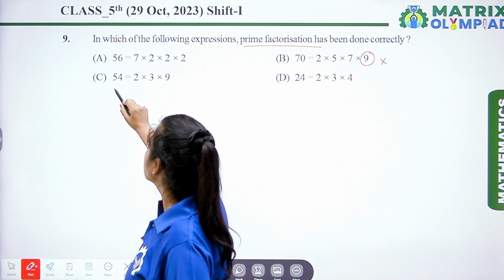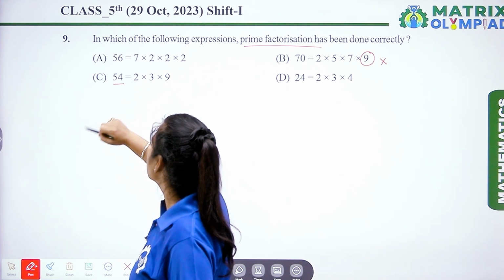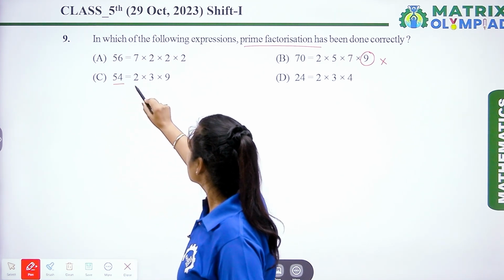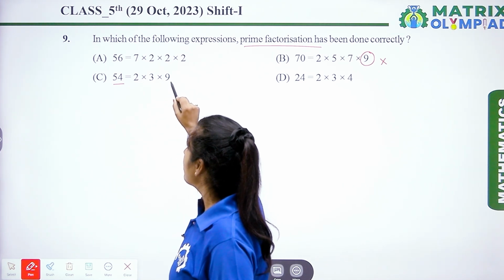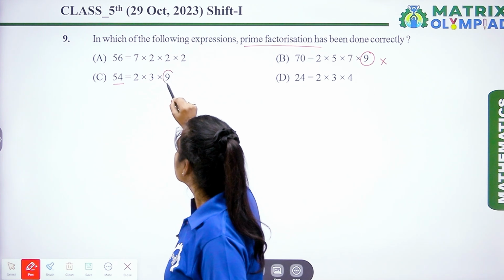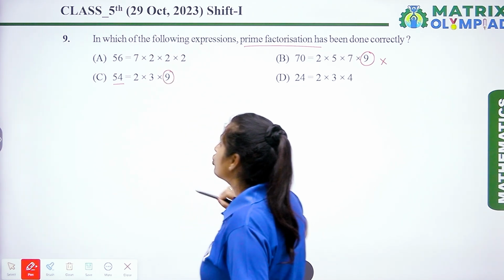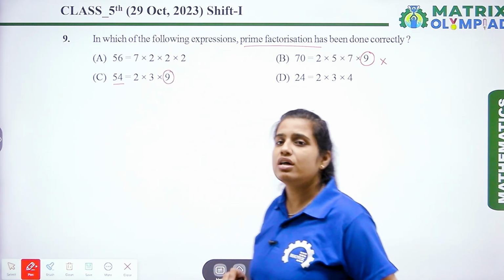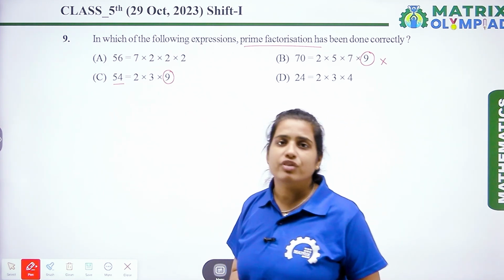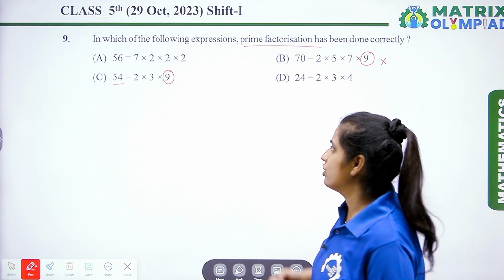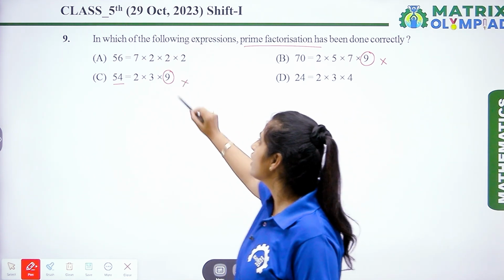Now let's check option C, here 54. The product of these prime numbers is correct, but 9 is a composite number. So here 2 multiplied by 3 multiplied by 9 is not the correct way of expressing prime factorization. So this option is also incorrect.